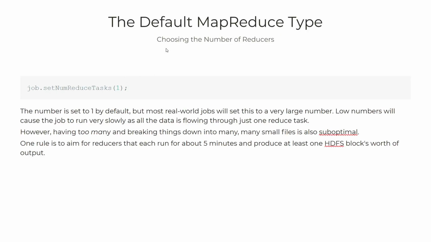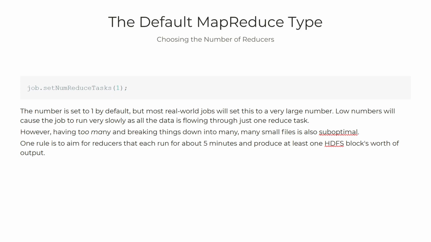We mentioned the default MapReduce, the number of reducers. In the example, it's set to 1 by default, but like the book mentioned, most real-world jobs will actually set this to a very large number. Low numbers cause a job to run very slowly as everything is running through just one reduce task, so it doesn't really help speed things up.